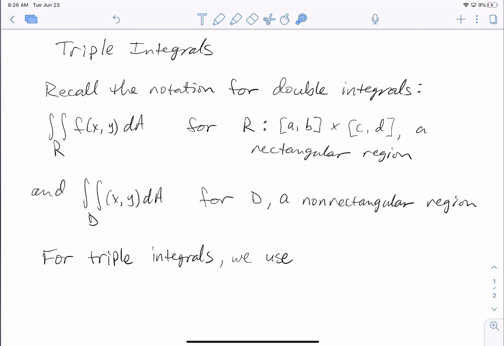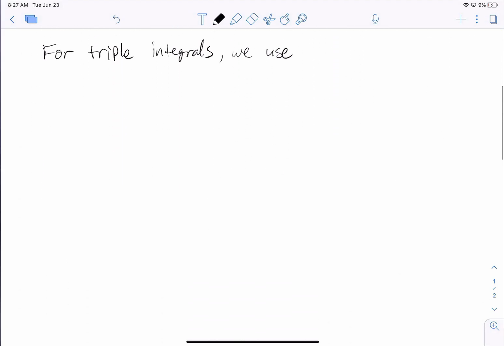What we know about double integrals extends naturally to triple integrals. First, recall the notation for double integrals. If we see a double integral over a region R of f of x, y, dA, then we know that R is a rectangular region, the interval AB by the interval CD. And if we see a double integral over D of f of x, y, dA, then we know that D is a non-rectangular region.